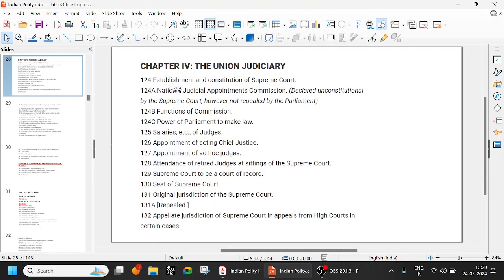This 124A is the establishment of the National Judicial Appointments Commission, which has been declared unconstitutional by the Supreme Court, but however not repealed by the Parliament. But it is not in use, you can say. Some of the important things: 130 is the seat of the Supreme Court. Next to this, 131 is more important: original jurisdiction of the Supreme Court. And we've already seen appellate jurisdiction of the Supreme Court in appeals from High Courts in certain cases. This is also very important.